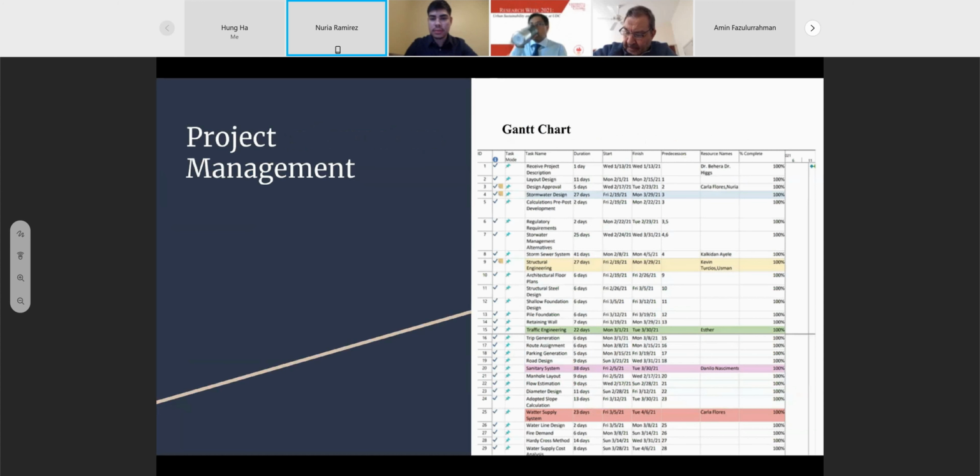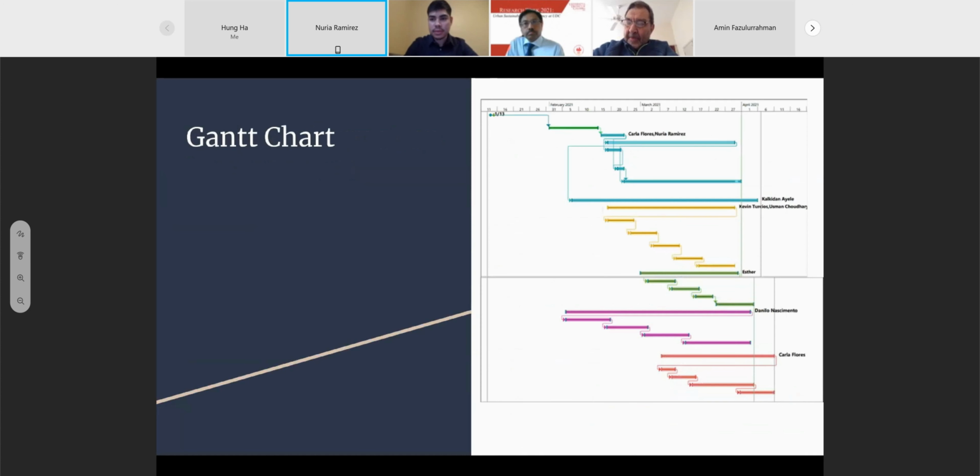So this is our Gantt chart. As you can see, we have five different sections and chapters, without including the storm sewer system, which was one chapter on its own. And this is the project timeline. Every single one was kind of independent on its own, except for the storm sewer system, which needed stormwater for completion.